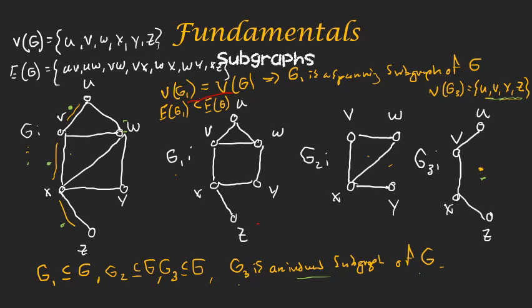Whenever we have an edge over here, we have an edge over there, and vice versa. An edge over here transfers to an edge here, and it also preserves the non-adjacencies. Like UX was not an edge over here, and it's not an edge over here as well. All right, so proper subgraph, induced subgraph, and spanning subgraph are different ways to talk about one graph containing another graph.